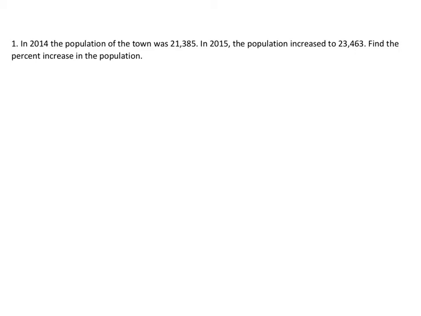Now, before I do any calculations, I like to just get an estimate of the answer, so that after I do my calculations, I know if I'm on the right path. So we're starting at around 21,000, and we're going up to about 23,000, right? I'm just rounding. What's the percent increase? Well, it went up about 2,000, and it started at 21,000, so that's about 10% of it, right?